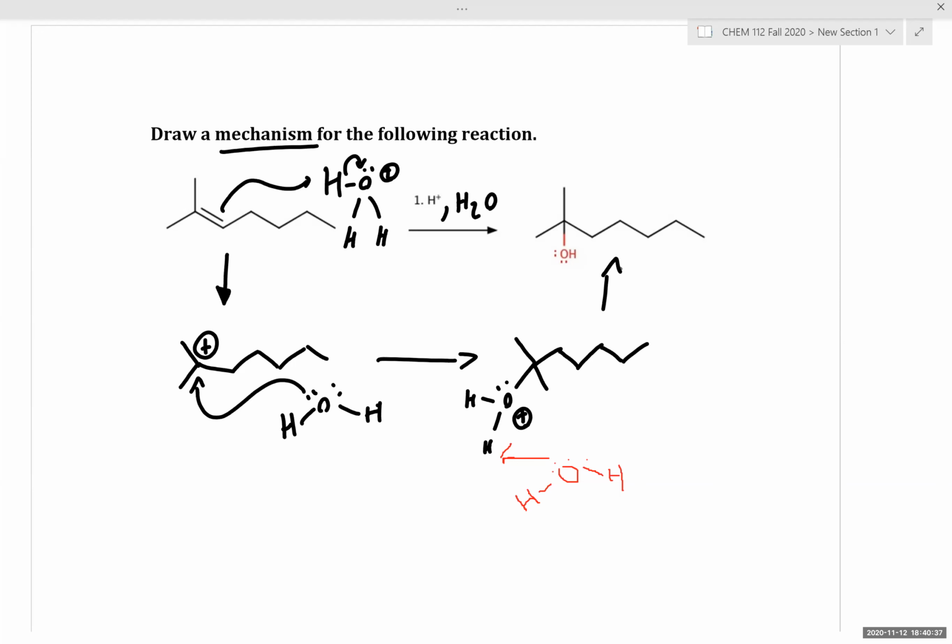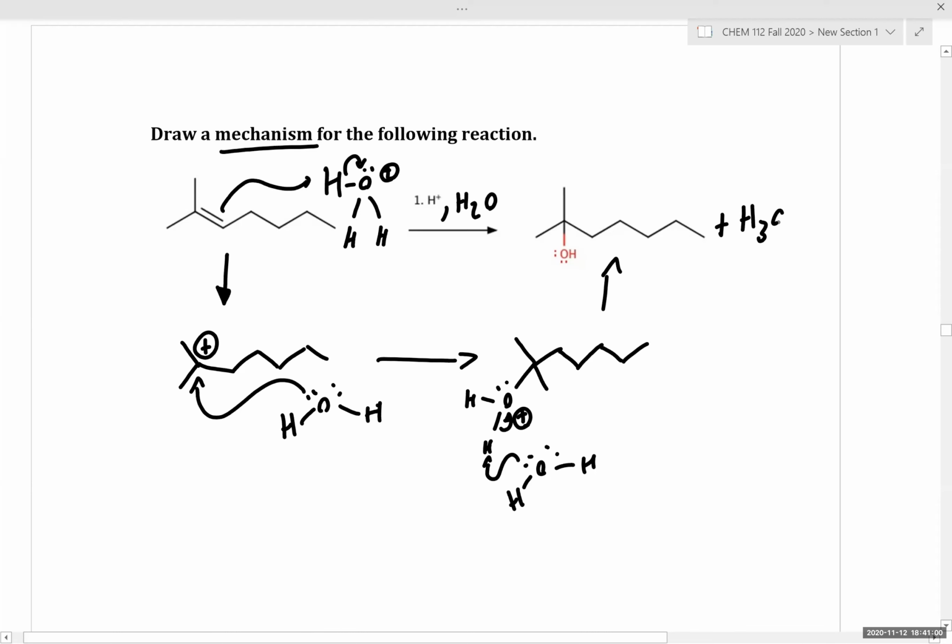Perfect. We have deprotonation of our substrate using water. Exactly right. Water is going to come by and pick up a proton. Remember to break the proton-oxygen bond in your substrate, and that in turn generates our product and regenerates H3O+. So the acid is acting as a catalyst in this reaction. It's an acid catalyzed substitution reaction, or acid catalyzed hydration reaction more precisely.